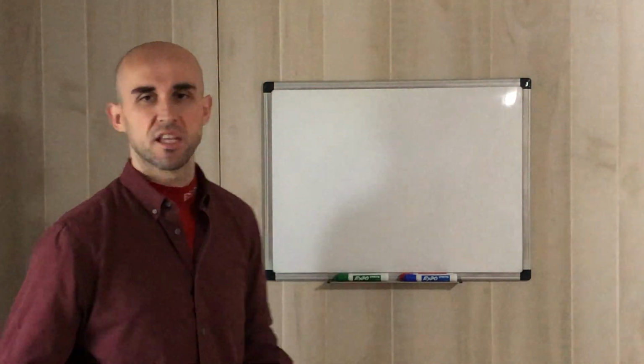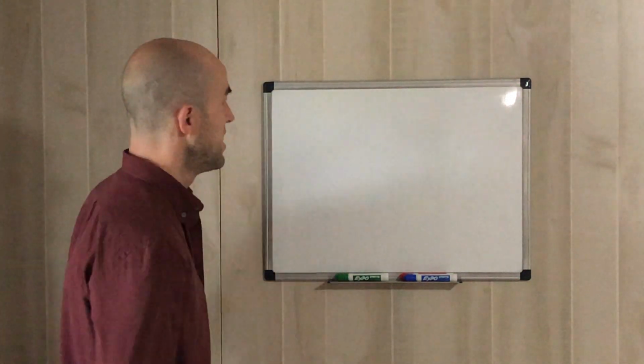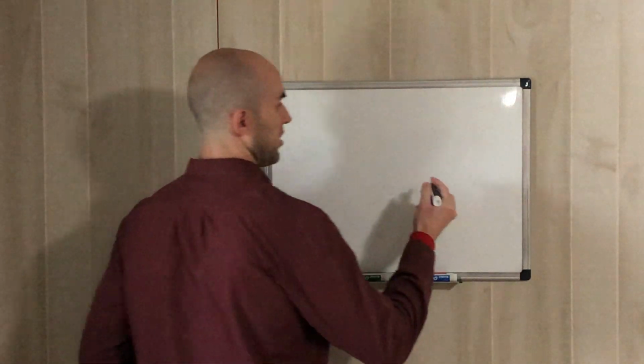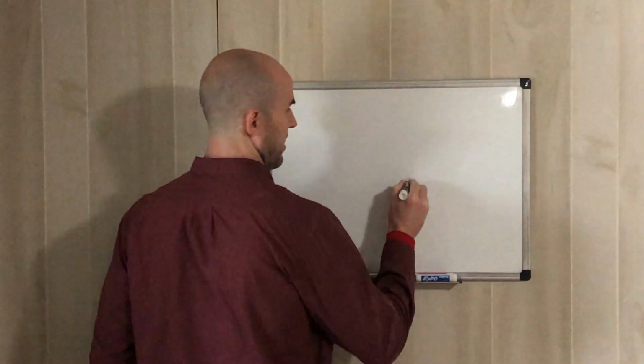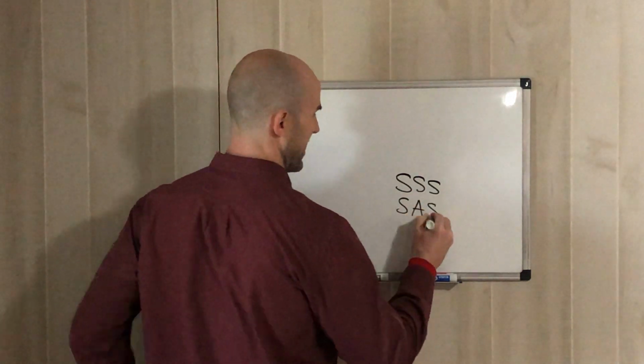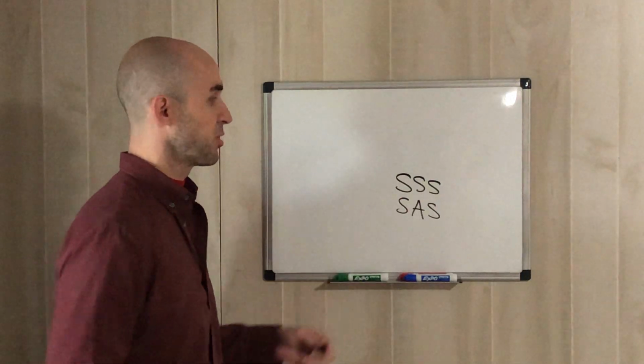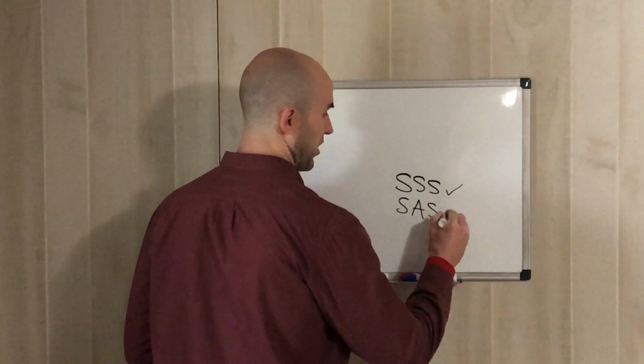So what we did the other day is we started working with finding ways to tell if triangles are congruent, right? So what we worked with the other day, and I'll just write it here, SSS and SAS, right? And SSS stood for side, side, side, SAS stood for side, angle, side. These were two ways to tell if triangles were congruent, right?